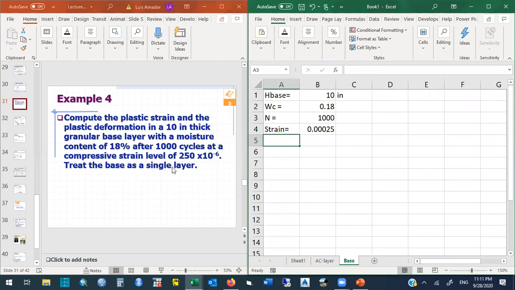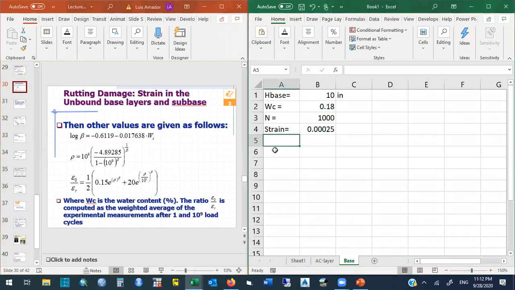We're gonna think it's only one layer of base, so base and sub-base all together. So I'm gonna get beta first. So the log of beta is minus 0.6119 minus 0.17638 times the water content.